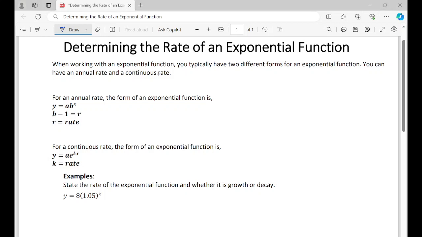When working with an exponential function, you typically have two different forms. You can have an annual rate and a continuous rate. For an annual rate, the form of an exponential function is y equals ab to the x, where b minus 1 is equal to r, and r is the rate. And for a continuous rate, the form of an exponential function is y equals ae raised to the kx, where k is the rate. So let's look at some examples to figure out what the rate is for each one.